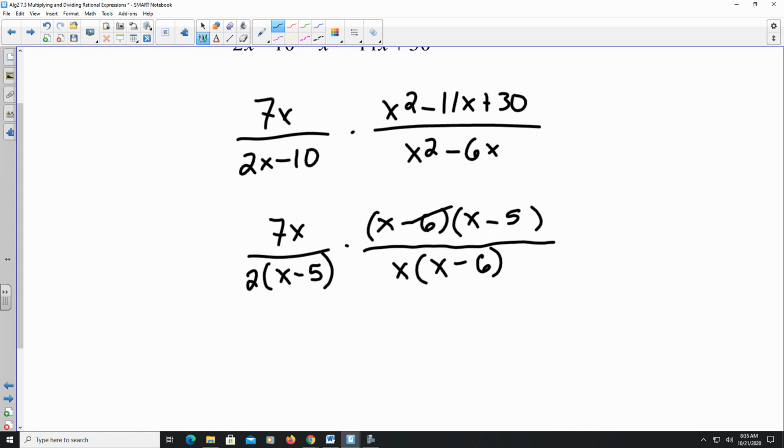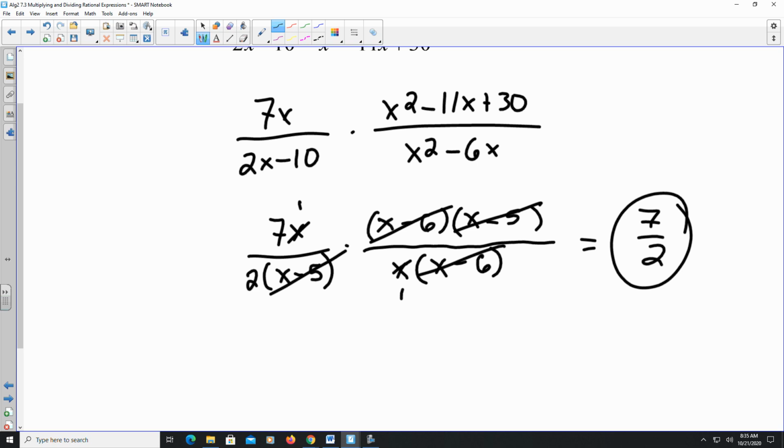All right, let's see what I can cancel. I can cancel x minus 6. I can cancel x minus 5. I can also cancel x and x, because those can be 1s. What do I have left? I have 7 in the numerator and a 2 in the denominator. So my simplified answer, in this case, for the division problem is 7/2.